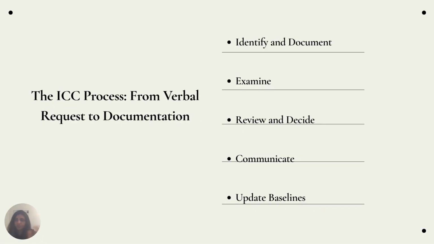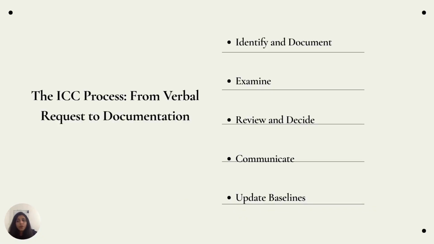The five-step integrated change control are identifying and documenting it, examining it, reviewing and deciding it, communicating it, and updating the baselines. Now, what is identifying and documenting? The change is identified by anyone, the stakeholder, the team member, or the project manager, or anyone from the team, and formally documented as a change request. And then you examine it. The project manager or a technical expert examines the change request to understand the full impact on all three baselines, that is, the scope, schedule, and the cost, and of course, the risks associated with it.